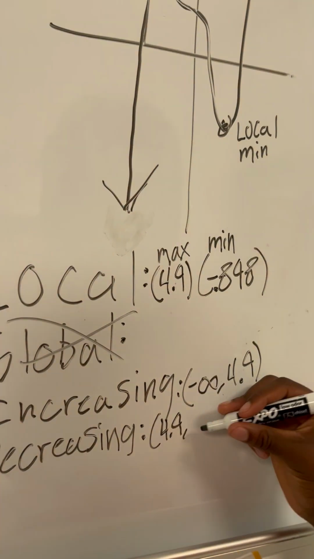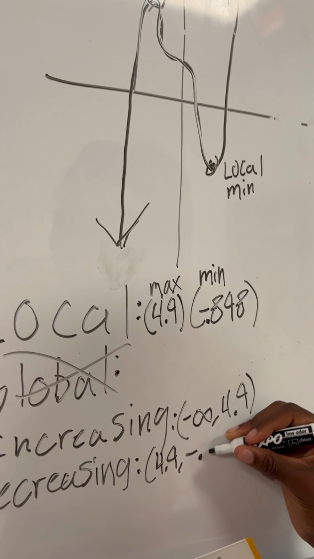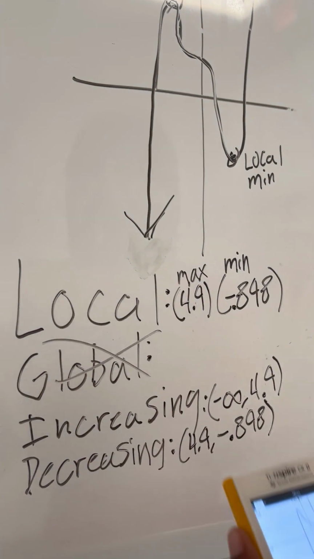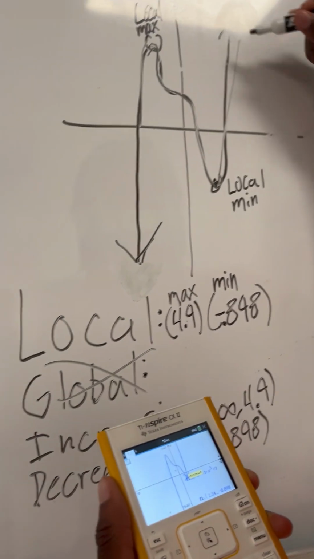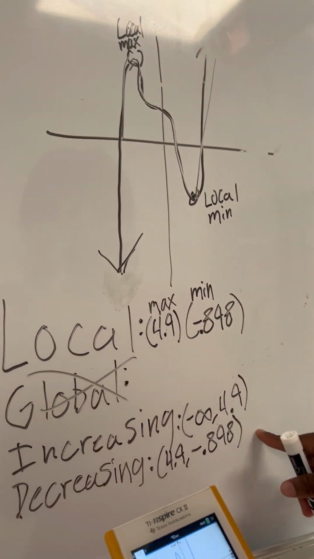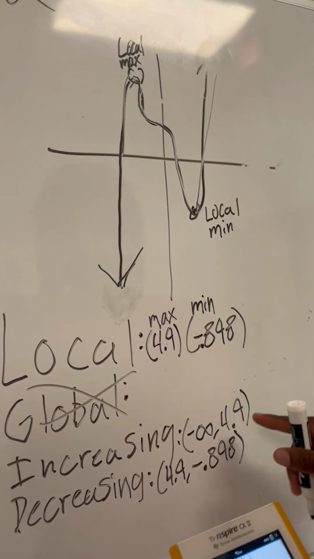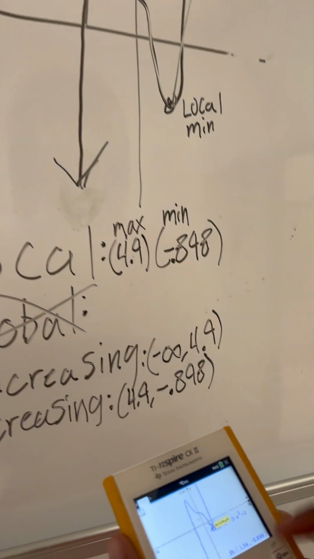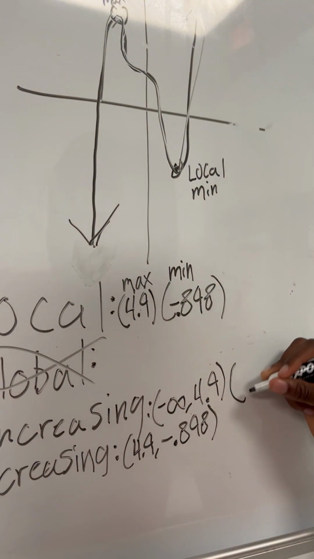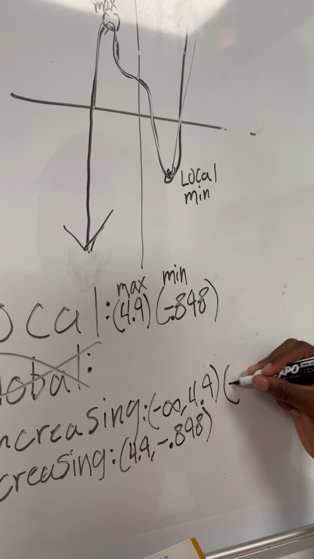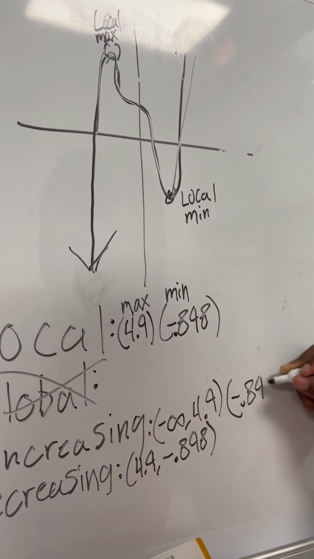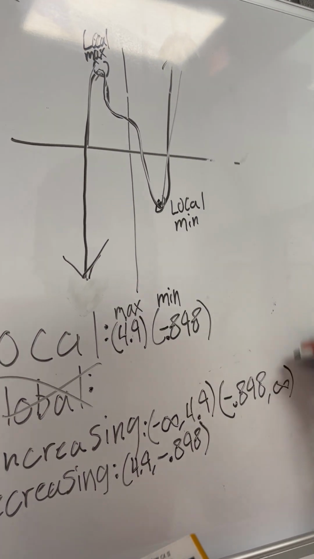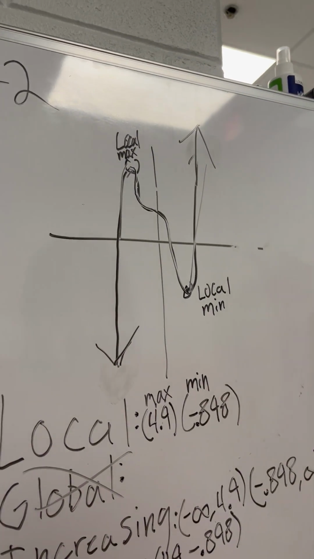Remember, you're looking at the y. Negative 0.898. Okay, so now that's one. And now it's increasing again. That means it's going from negative 0.898 to positive infinity, because it goes on continuously. There's no stop.